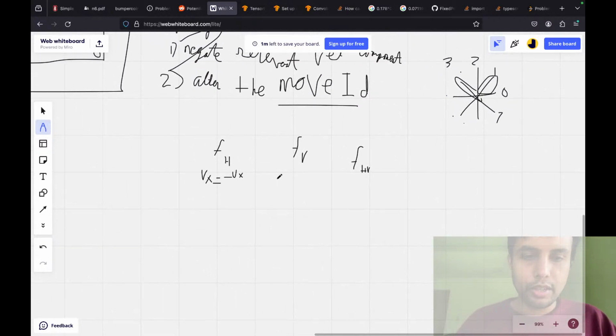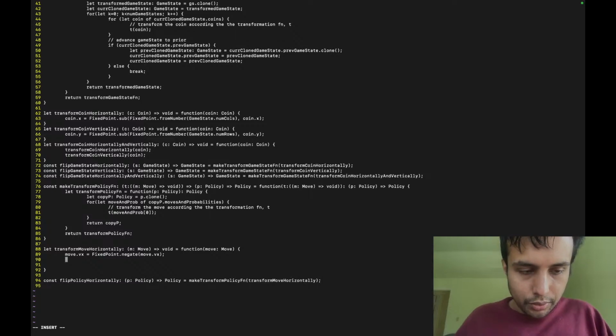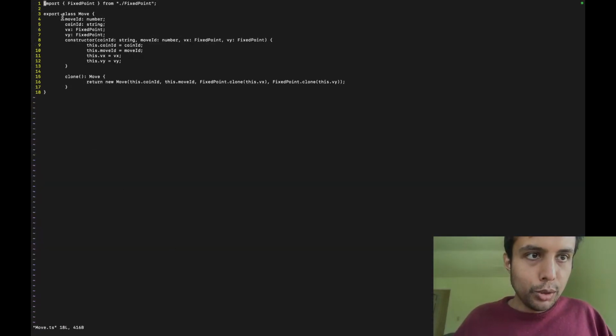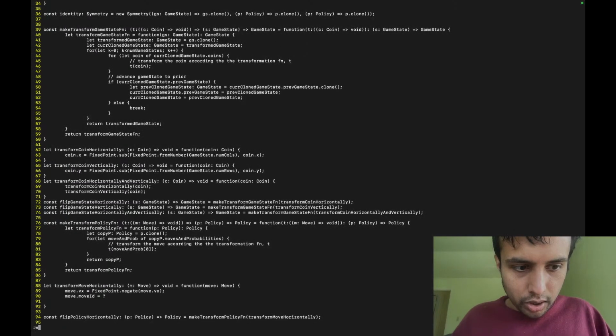So let's actually do the mapping here for ffh, the move transformation for horizontal. First we flip the x component. Yeah, vx is negative vx, which is right here. Move.vx is negative move.vx, so that's good. And then what's the new move ID? We have to do that, right? This is what we were trying to solve.